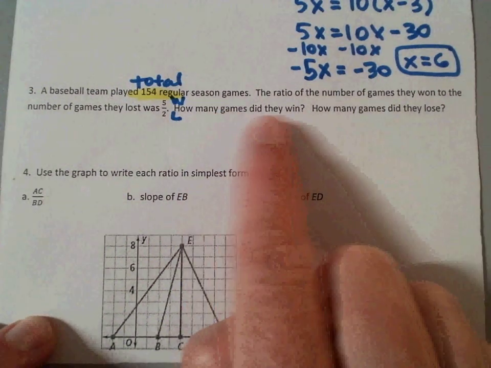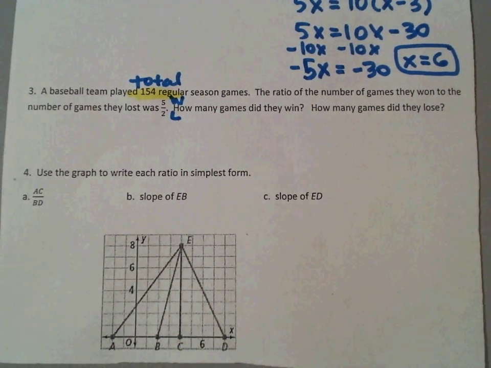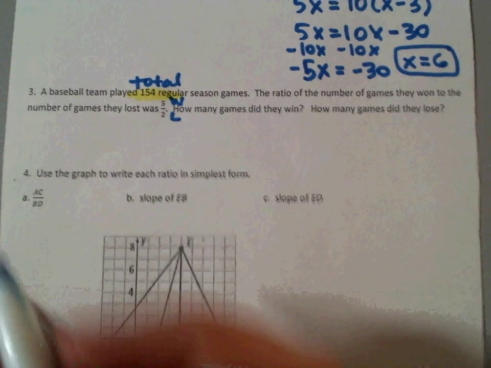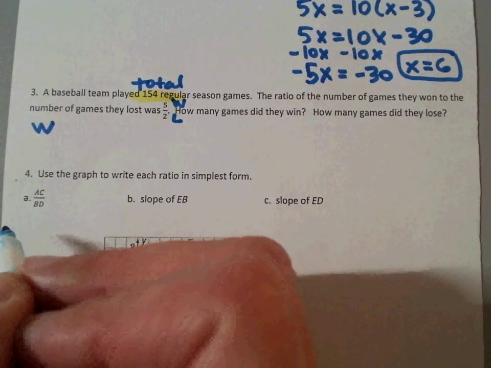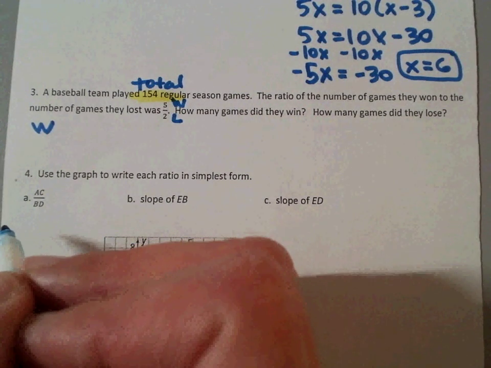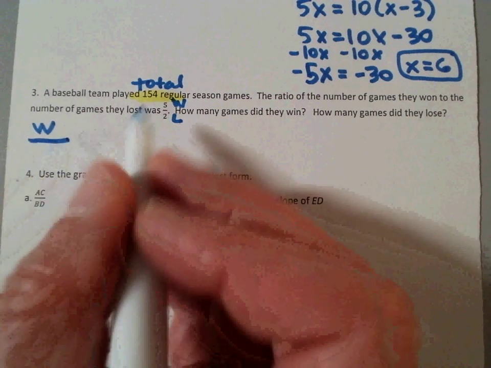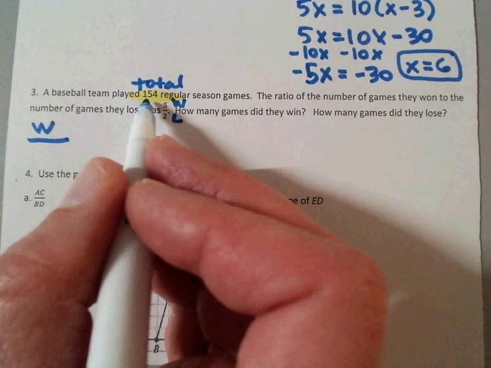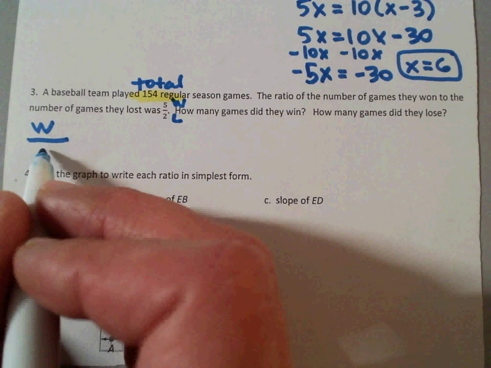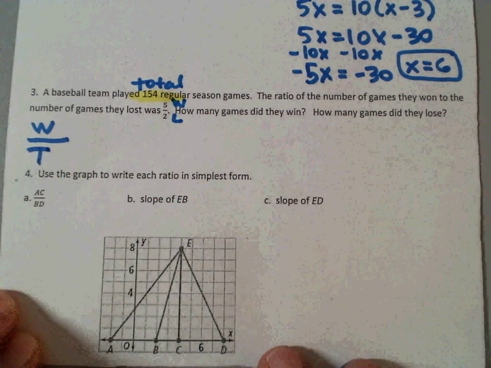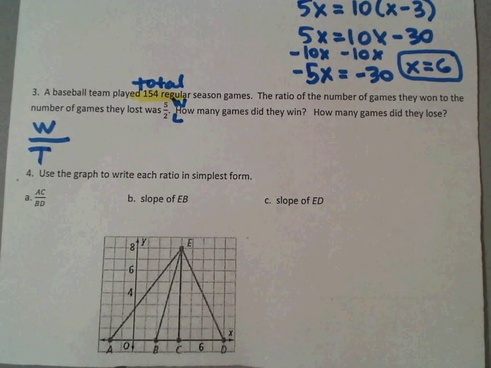How many games did they win? All right, so let's do the number of games that they won. Anybody want to try it out? If you want to know how many they won, then you have to have a ratio that has wins. Okay? Think of another number that you have. What did they tell you up here? 154. Yeah, they told you 154, which is a what? Total. So let's see if we can make a proportion with wins to total, wins to total.